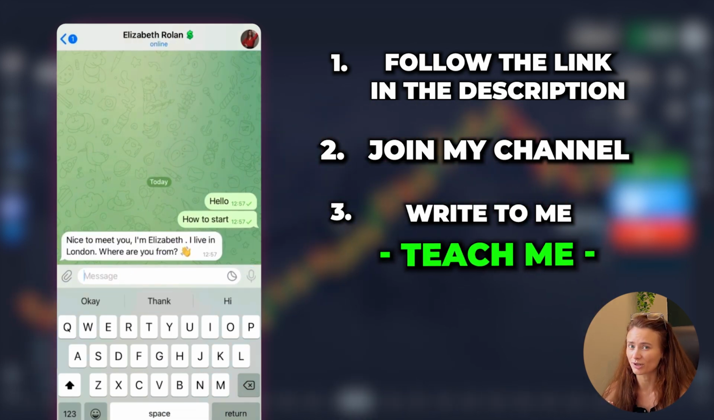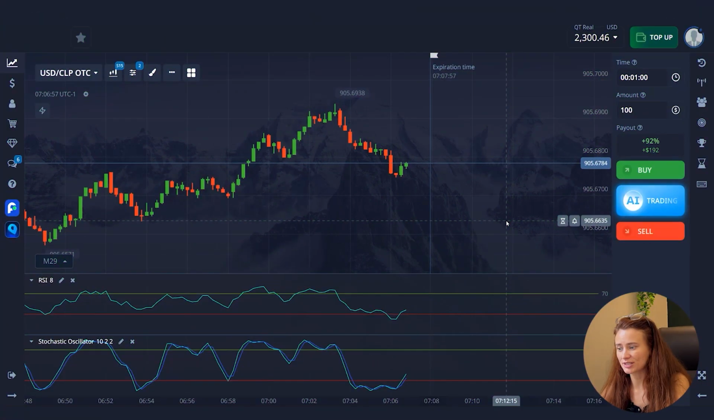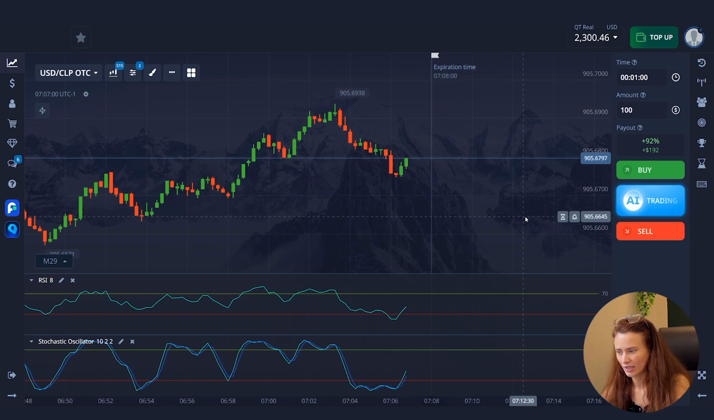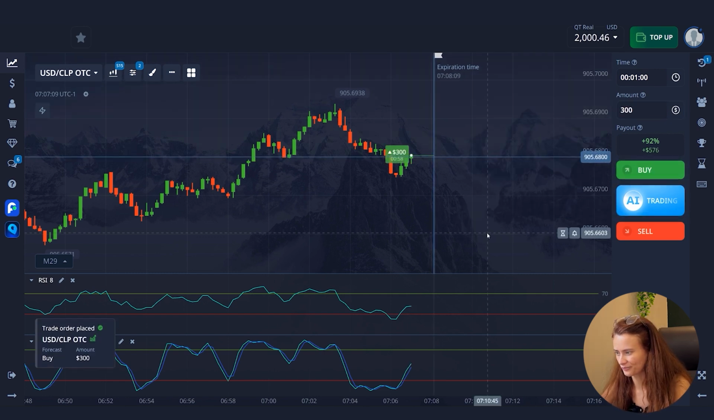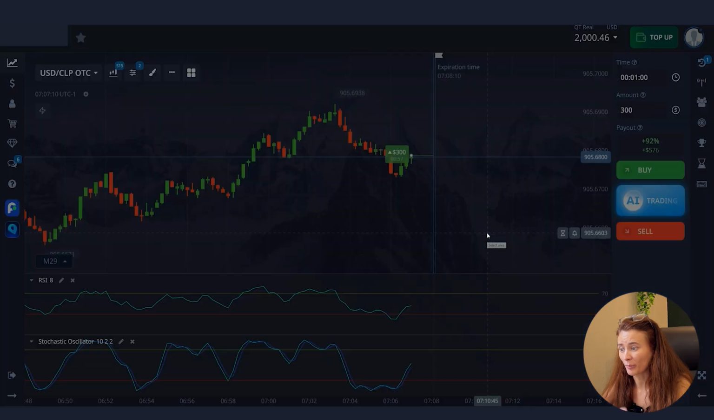I answer everyone. Found the first suitable situation, so let's break it down and open a trade. The trading time will be 1 minute. I'll start with $300 and my forecast is that the price will increase. So I'll press the green button to open a trade. So super, the trade is open.